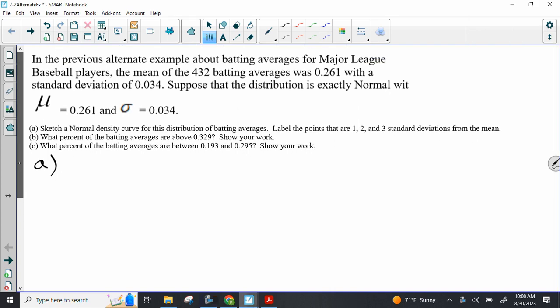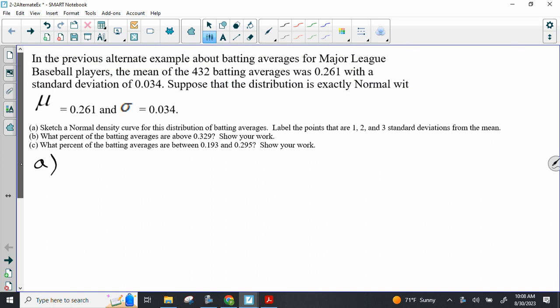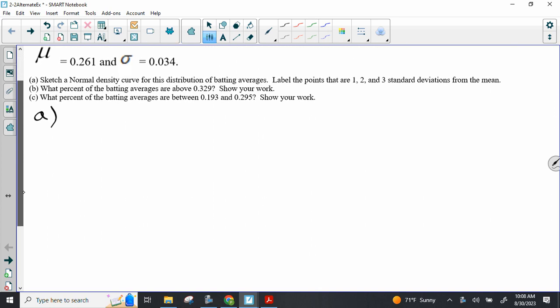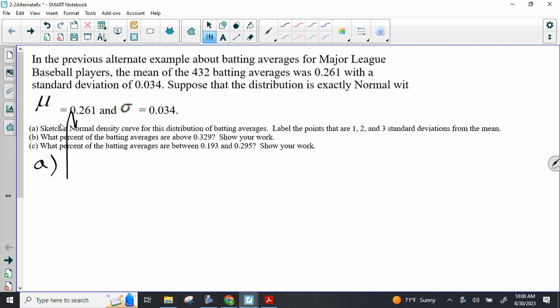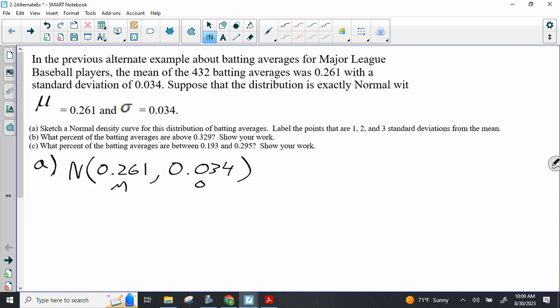One way I could characterize this, right? We're looking at batting averages. I like to just put this here so that these numbers are available for me. Right, that's my mean and my standard deviation. Remember, it always goes mu, sigma. And this is all the information that I need to actually draw this distribution.